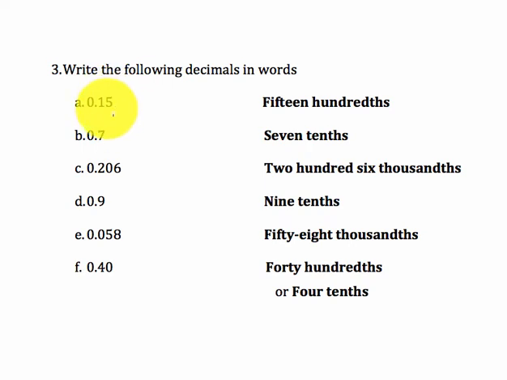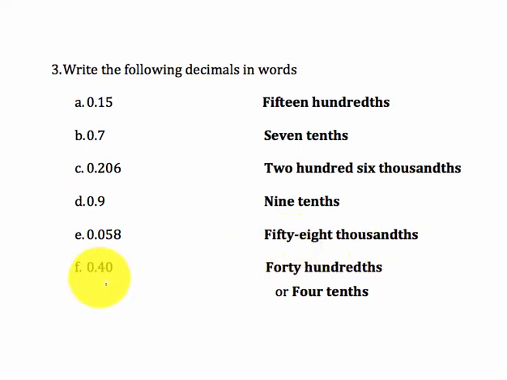So I know the second place value is the hundredths, so I just read that number, 15, and I write the word hundredths after it, 15 hundredths. This one, B, we have 7, and it is in the tenths place value, so it's 7 tenths. C, it goes 3 spots to the right of the decimal, so we know that the third spot is the thousandths place value. So I just read the whole number, 206, and add the word thousandths onto the end, 206 thousandths. D is 9 tenths. E, we go to the third place value, so again that's thousandths, and I just read that number, it says 58, so the decimal is 58 thousandths.